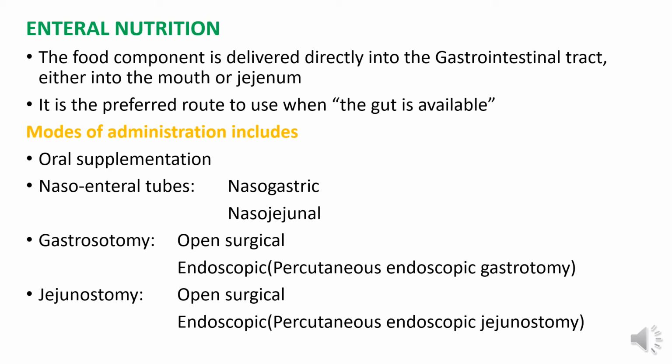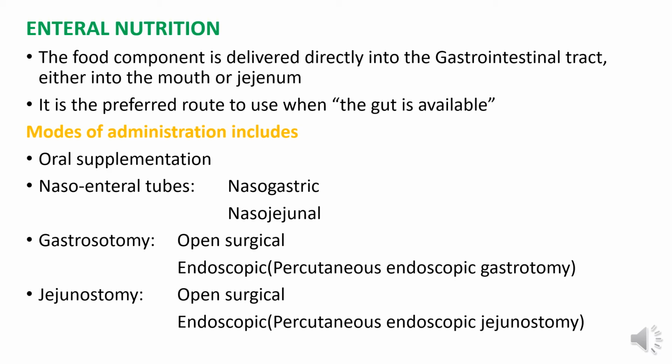Now we go through the modes of administration again. We said we have the oral supplementation, that which is given through the mouth, so that any form of nutrition given through the mouth is oral supplementation. So it's usually a means of supplementing that which patient already takes. Then nasoenteral. Nasoenteral is that which is passed through the nose into the gut, to the GI tract. So you have that which goes to the stomach, that's nasogastric.